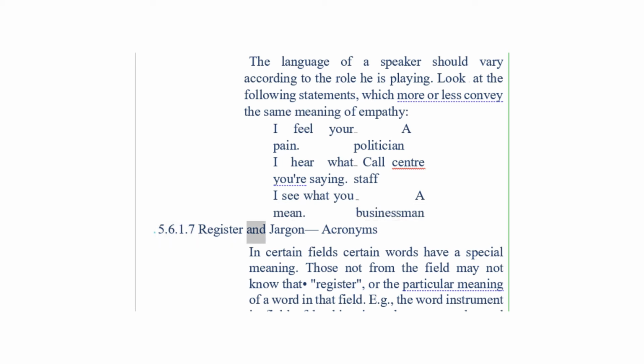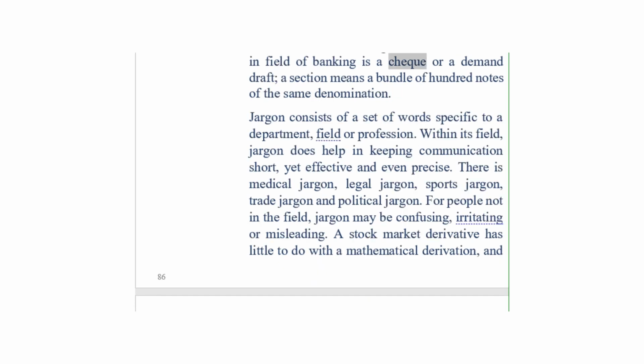5.6.1.7 Register and jargon acronyms. In certain fields, certain words have a special meaning. Those not from the field may not know that register, or the particular meaning of a word in that field. E.g., the word instrument in the field of banking is a check or a demand draft. A section means a bundle of 100 notes of the same denomination.